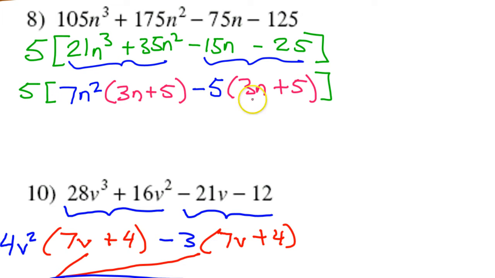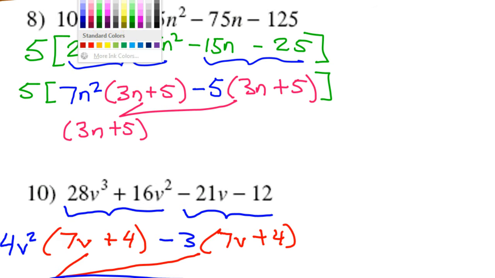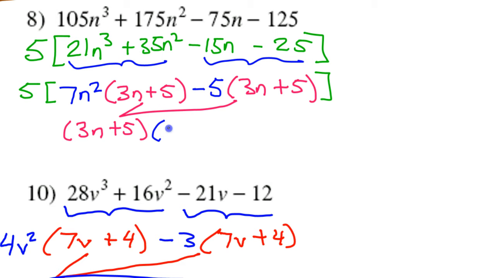Now, because these parentheses are both the same, they are a GCF. So I'm going to pull that out front. So that's why I will have 3n plus 5 in the front. And then that's going to leave behind the blue part. That's going to leave behind 7n squared minus 5. Now all of that is inside of the green parentheses here.